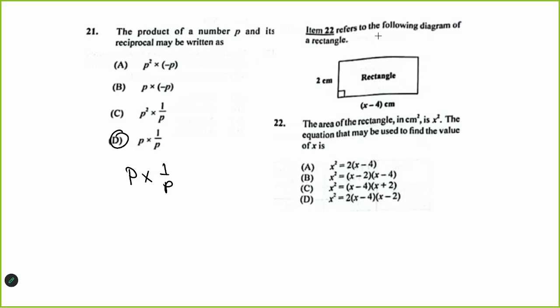Item 23 refers to the following diagram of a rectangle. The area of the rectangle, in centimeters squared, is x squared. The equation that may be used to find the value of x is, so we know that area is length times breadth, right? Your length is x minus 4, and you're multiplying this by 2, right? So it would be 2 times x minus 4 would give you x squared. That is, A is your answer.